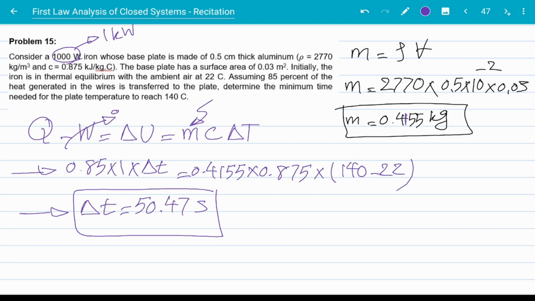Now again, this was a very easy problem. I just wanted you to get a feeling of what to do with a solid or a liquid. If you're dealing with solids and liquids and you want to find the change of internal energy and change of enthalpy, you can use the equation m c delta T, okay?